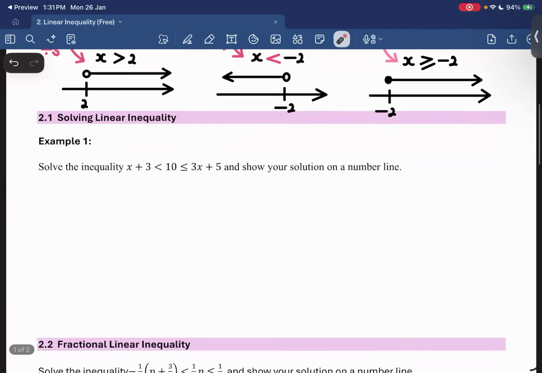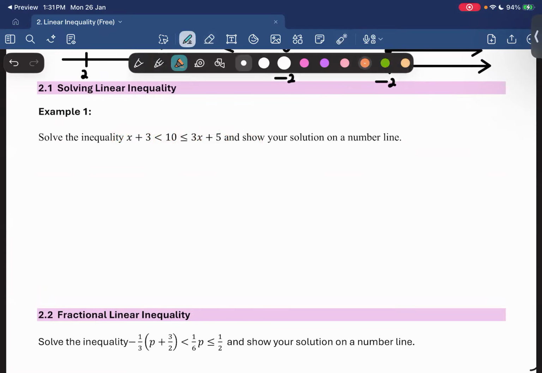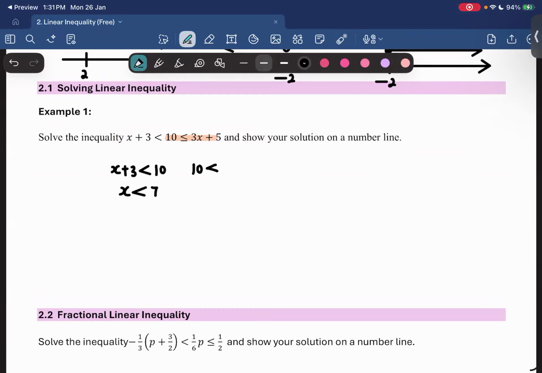Okay, so the Sec 3 portion that you will see in your O-level paper is usually where you have three things: 1, 2, and 3. So what we always do is we always do the first two. By doing this one is easy. So x plus 3 less than 10. So x will be, bring over the 3, less than 7, right? Then now you're going to do this side. This side we must be a bit careful.